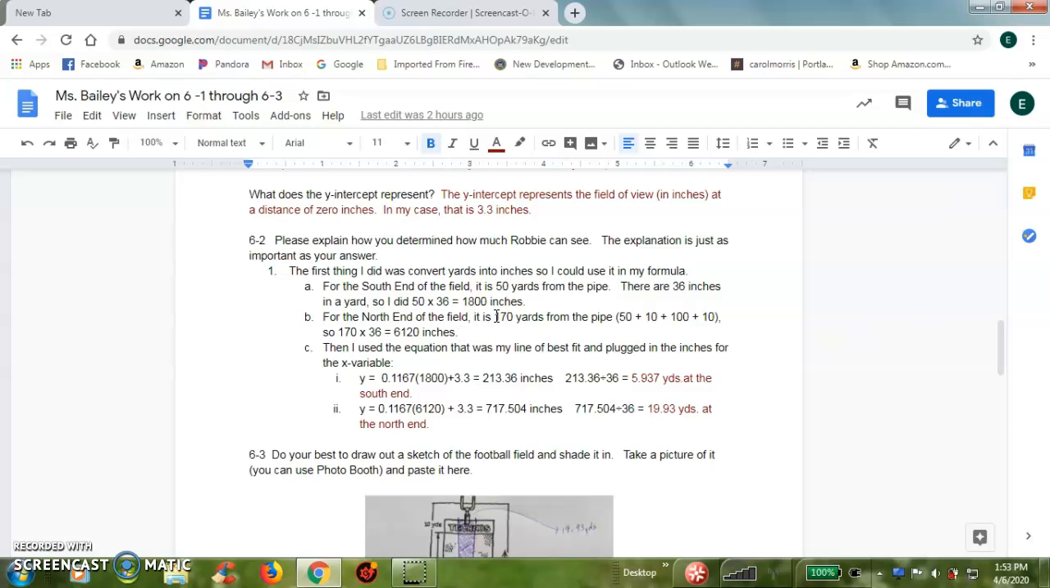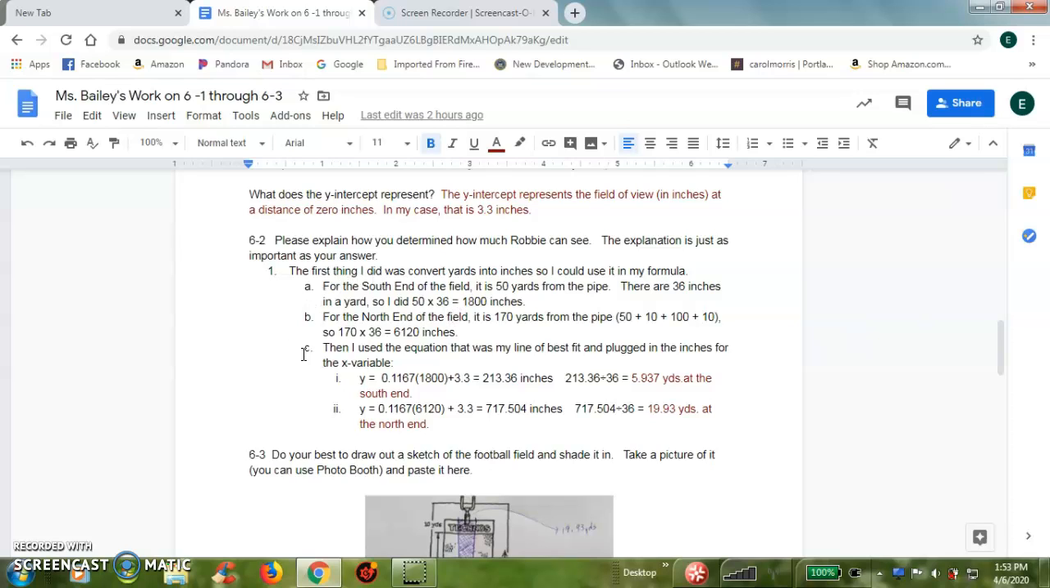For the north end of the field, it's 170 yards. That would be the same for you. So it's 50, that's from the pipe to the edge of the field, 10 and 10 for the end zones, and then 100 for the field, so 170 altogether. So 170 times 36 is 6,120 inches.